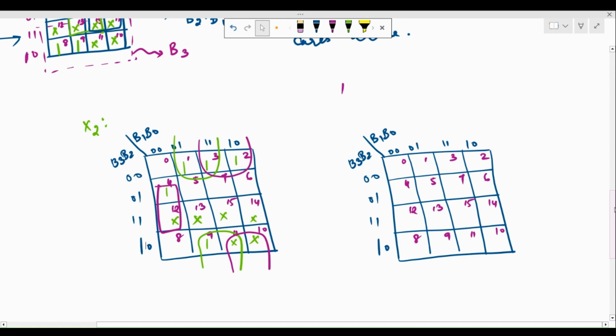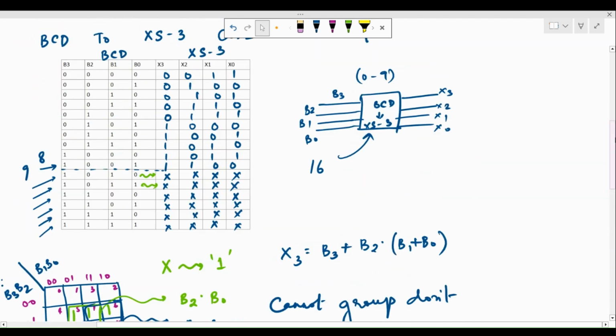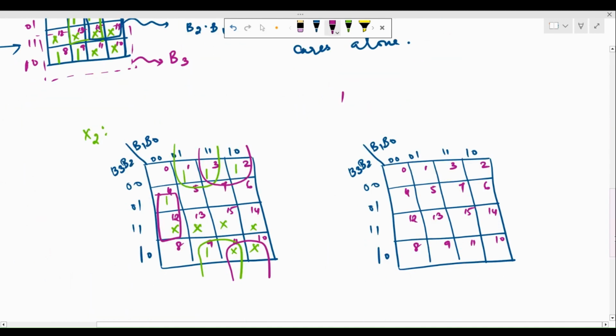I'll give you a small exercise and I'll ask you to kindly find out the expression for this x2, right? I'll show you how you can group it for x1 also. So here the minterms are 0, 3, 4, 7 and 8. So I'll mark it as 0, 3, 4, 7 and 8, and the rest are don't cares like this. From 10 onwards, it's don't cares.